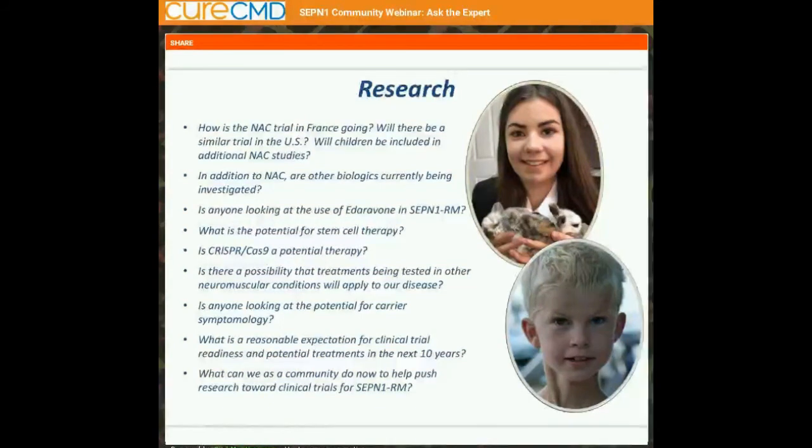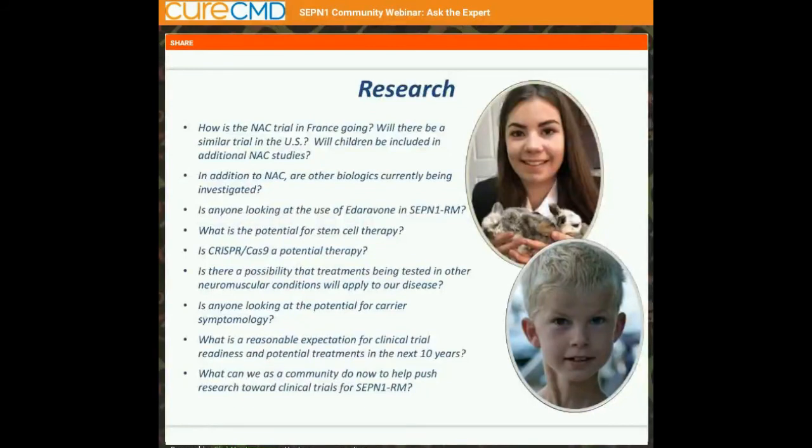And so at the meeting in Washington, we'll discuss the pros and cons of this and whether or not we have a sufficient population here in the U.S. to really plan something, and certainly want to discuss ways that we can coordinate among all the investigators and families around the world. Is anyone looking at the use of edaravone? I think I'm pronouncing that correctly, in SEPN1.